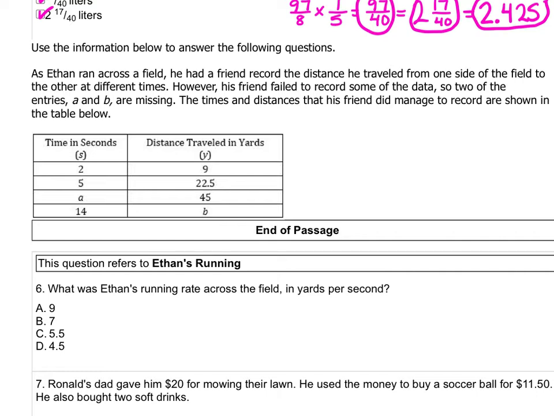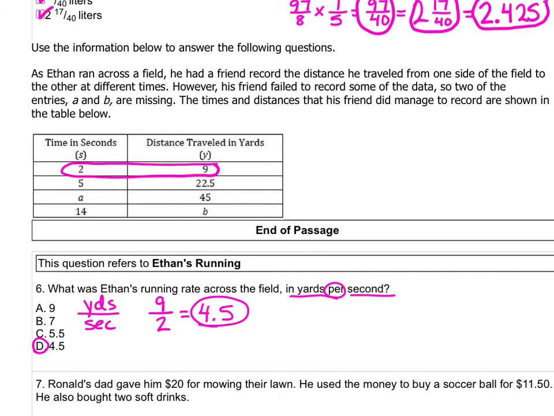Number 6 refers to Ethan's running, the passage above that. And it says, what was Ethan's running rate across the fields in yards per second? Yards per second. So I'm going to take the number of yards and divide by the number of seconds. I could use any ordered pair in this table, since I'm given both values. So I'm just going to pick this first ordered pair, but I could have used the second one. I'm going to take the yards, which were y, 9, and divide by the time in seconds, s, which was 2. And 9 divided by 2 is 4.5. So I got answer choice D.